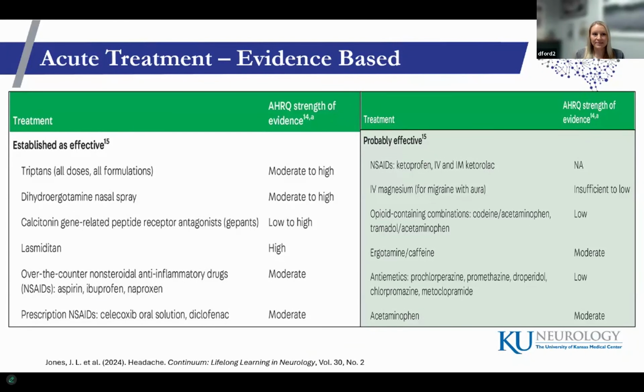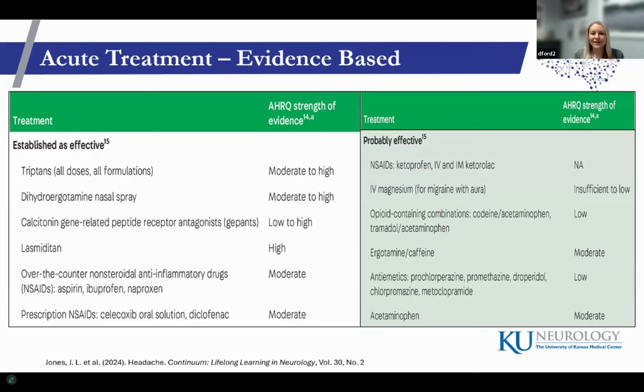So I've got some evidence-based information here. We probably all know about triptans. Some of us may know about DHE, and then we're going to spend some time on the newer drugs, the calcitonin gene-related peptide receptor antagonists. We're also going to spend some time on lasmiditan, which is newer and probably not as well heard about.